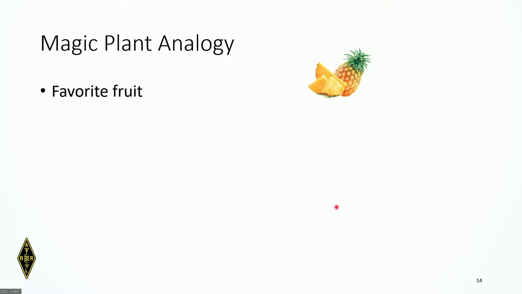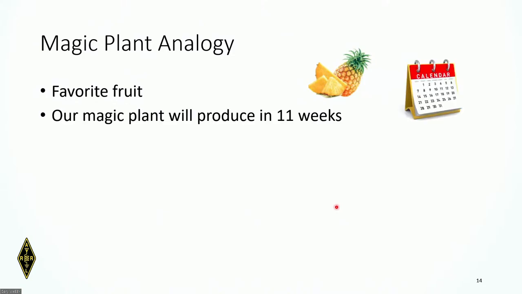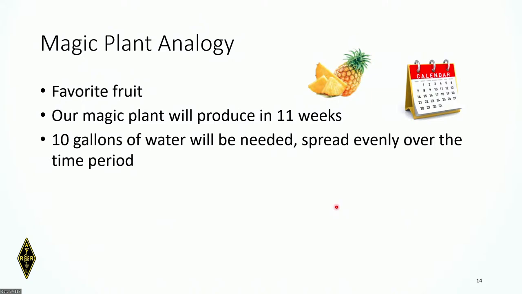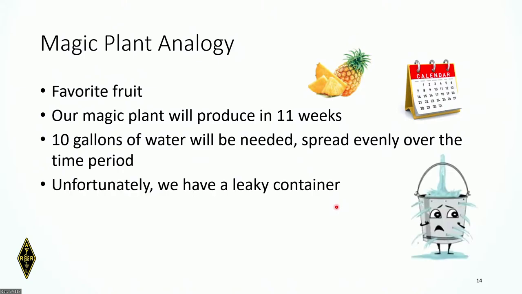So I've got an analogy that I thought was kind of fun, called the magic plant analogy. So you all have a favorite fruit of some kind. I just picked a pineapple here. And our magic plant is going to produce in 11 weeks. Of course, that's not realistic for a pineapple, but just pretend. Now, in 11 weeks, we're going to be through this class. 10 gallons of water will be needed, spread evenly over the time period. But unfortunately, we have a leaky container called our brain. So what can we do?